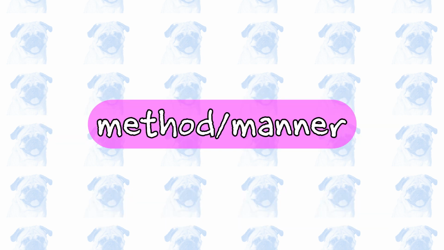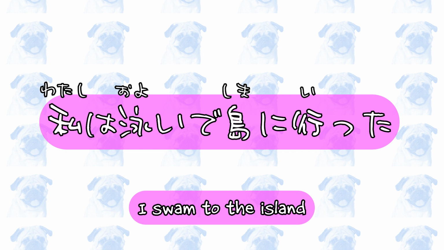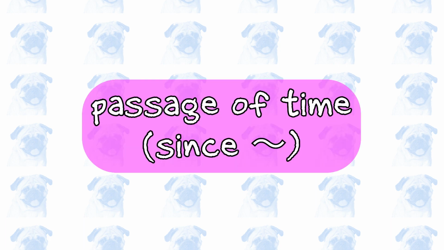4. The te form can indicate a method or manner in which an action is performed. For example, in the sentence, 私は泳いで島に行った。The verb phrases 泳ぐ, to swim, and 行く, to go, are connected by te. The first verb phrase 泳いで indicates how this person went to the island, i.e. by swimming.